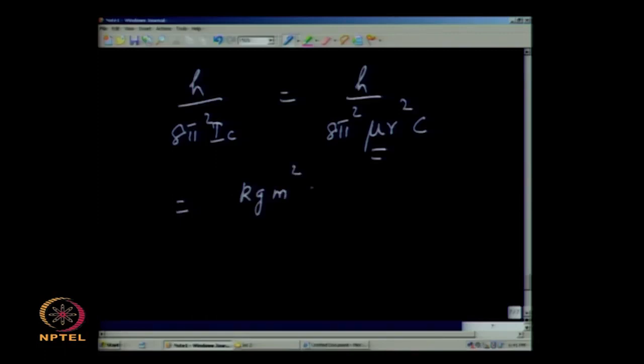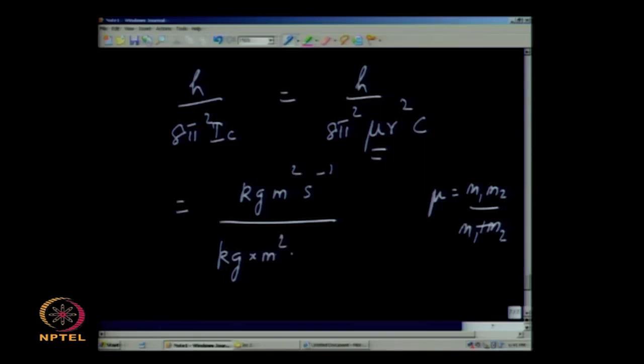h by 8 pi square I c is nothing other than h by 8 pi square mu r square c, recalling the definition of I. h has the units joule second, which is kilogram meter square per second, divided by mu in kilograms, the reduced mass. You remember mu is m1 m2 by m1 plus m2, and therefore it has the dimension of mass, kilogram. r square is meter square, and c, the speed of light, is meter per second. Cancelling out the appropriate quantities, what you end up with is 1 by meter. Thus, B has the dimension of the wave number, given that J is a quantum number.